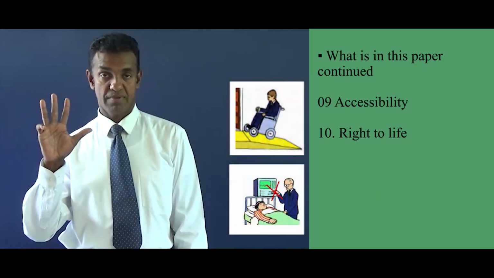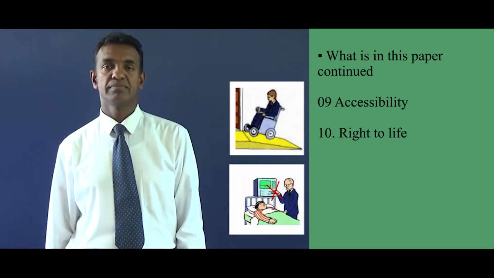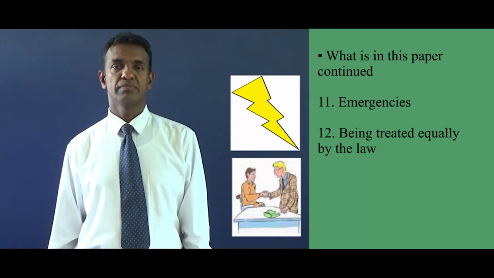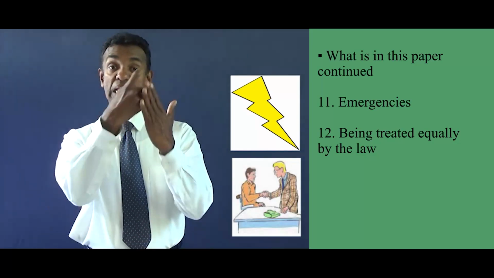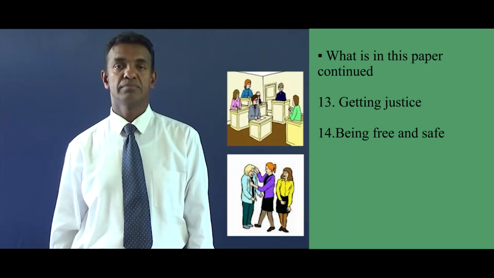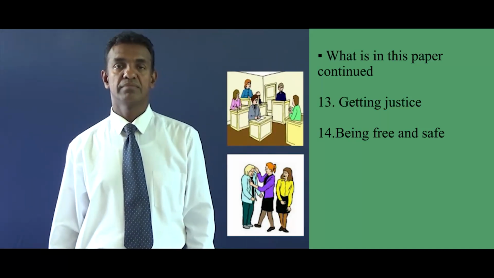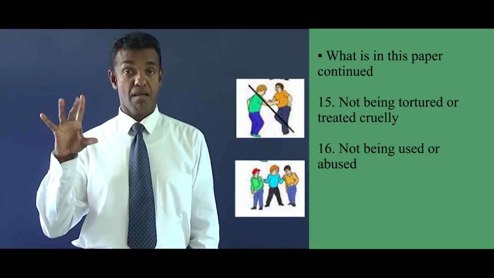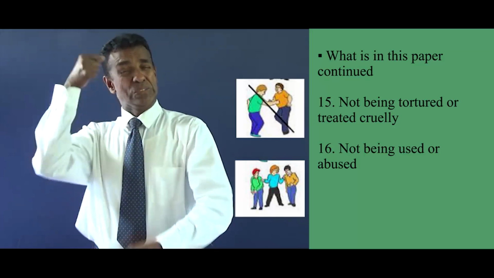What is in this paper continued? Accessibility, right to life, emergencies, being treated equally by the law. Getting justice, being free and safe. Not being tortured or treated cruelly. 16. Not being used or abused.